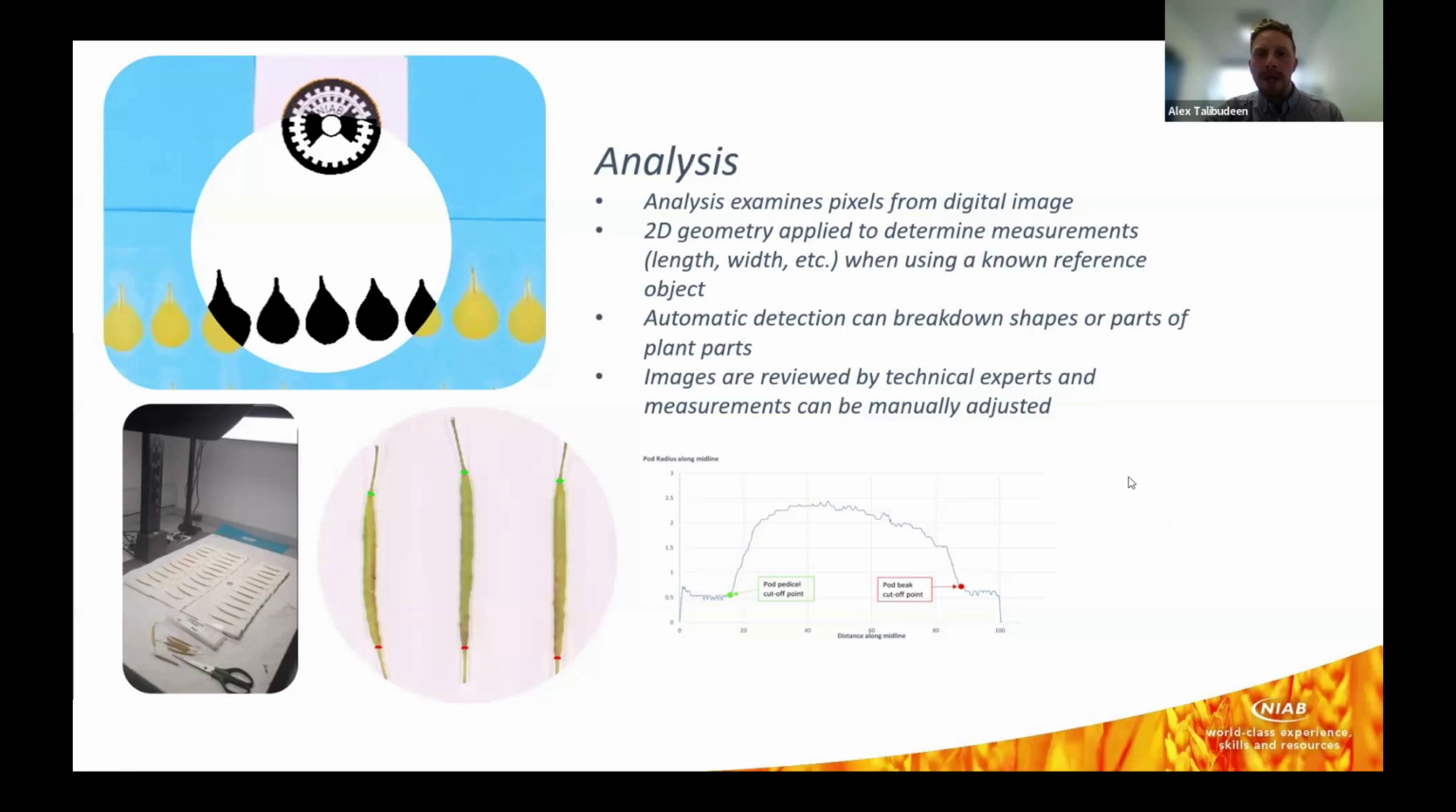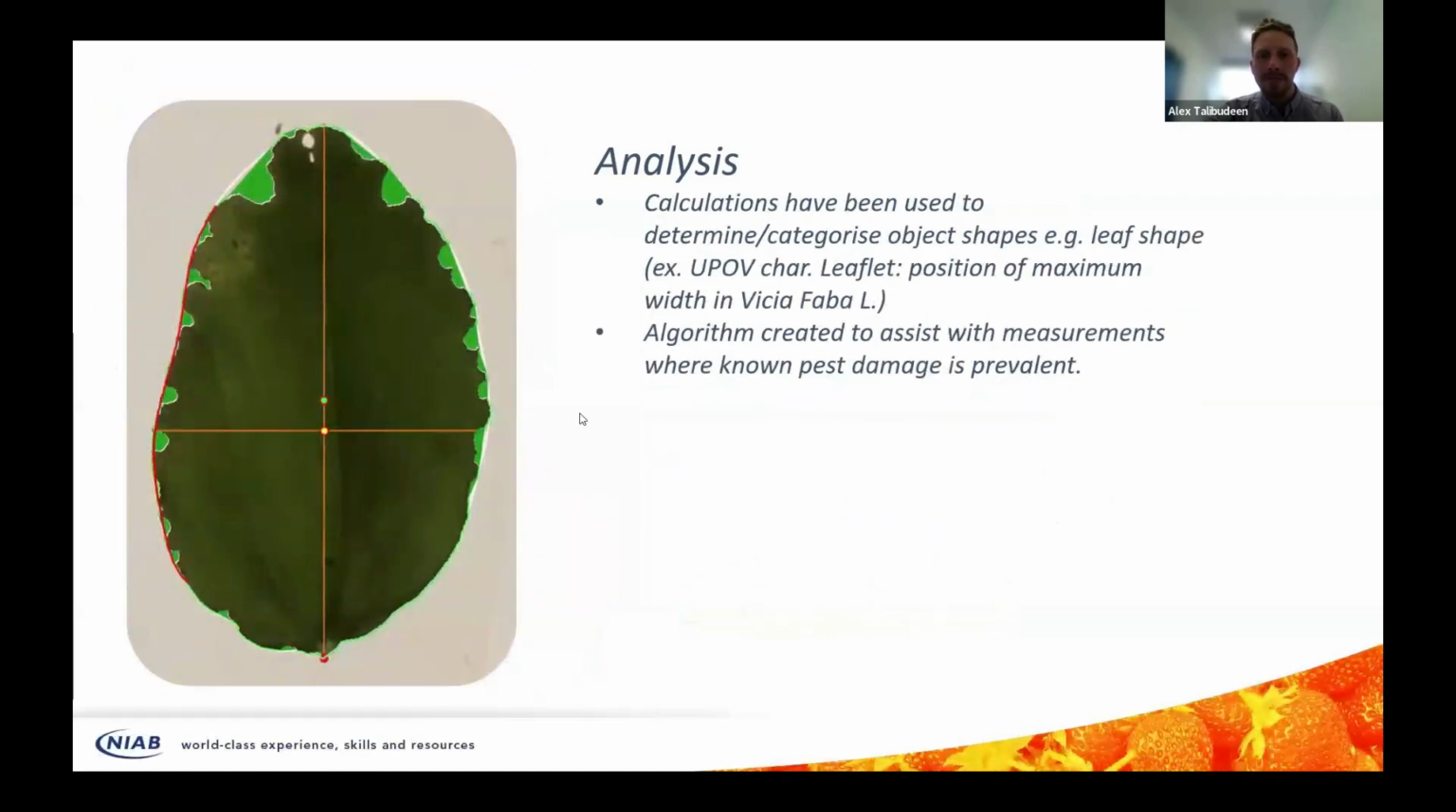Yes, all the images are then, once collected, reviewed by the technical experts, and any measurements can then be manually adjusted if the calculation has not been successful. And at the same time, we will be scrutinizing the images for any obvious outliers or errors in the analysis. Next slide, please.